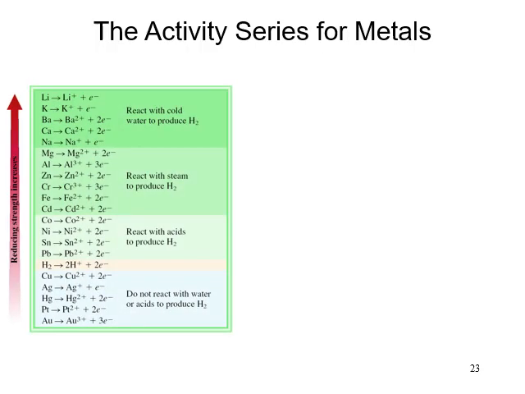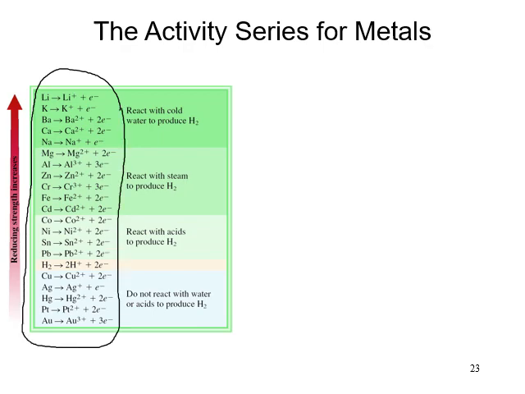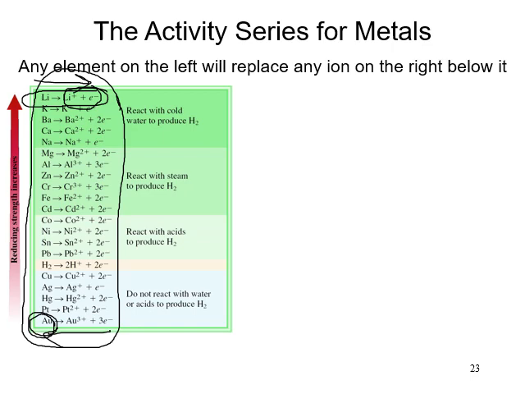Now the activity series. This is a way of organizing what chemists found after studying all these different elements and saying, oh, it looks like this is the pattern. Lithium really likes to be oxidized. Gold really likes to be reduced. Lithium likes to be on this side of the reaction. Gold likes to be over here. And that's why gold metal lasts forever. It's just going to be at the bottom of the ocean. So any element on the left will replace any ion on the right.